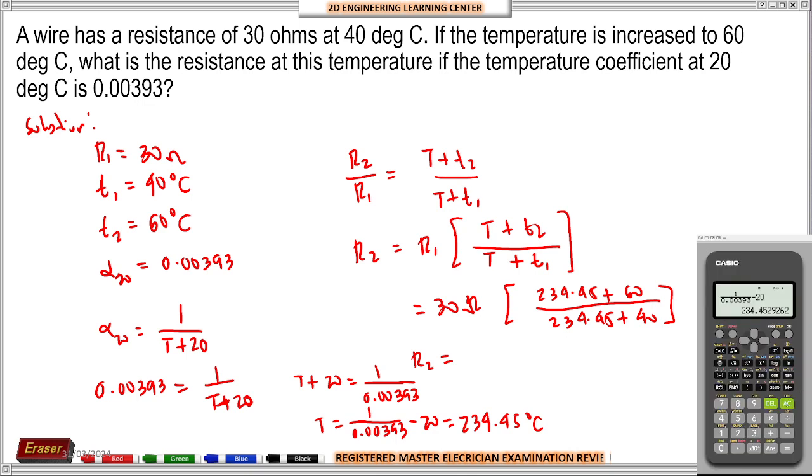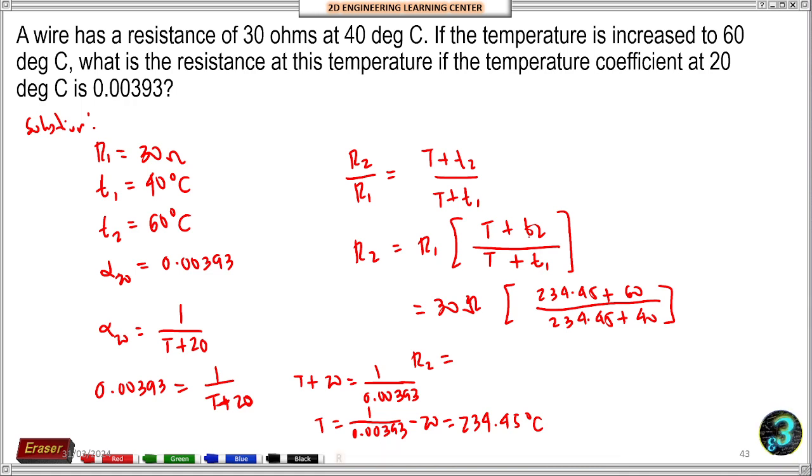Okay. So, we have 30, so that is times 234.45 plus 60 over 234.45 plus 40. So, equal to 32.19. No? So, 32.19 ohms.